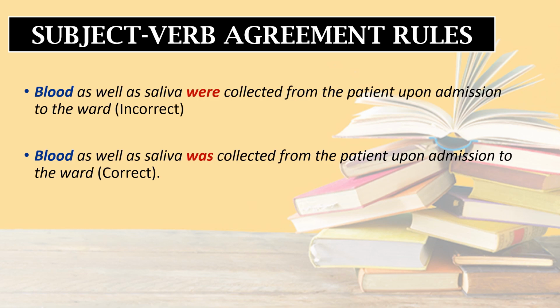Blood as well as saliva were collected from the patient upon admission to the ward. There is only one subject in this sentence, and that is blood, so it is singular. Therefore, we need to have the singular verb. And were here is not a singular verb, so instead of using were, we have to use was. Therefore, the correct sentence is blood as well as saliva was collected from the patient upon admission to the ward.